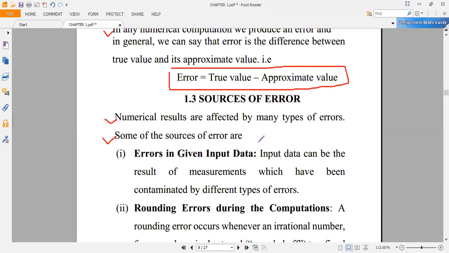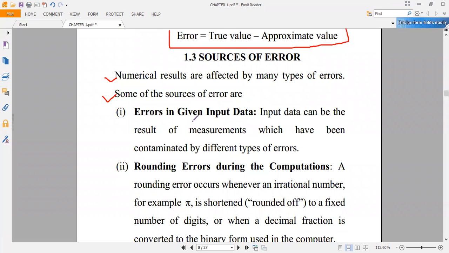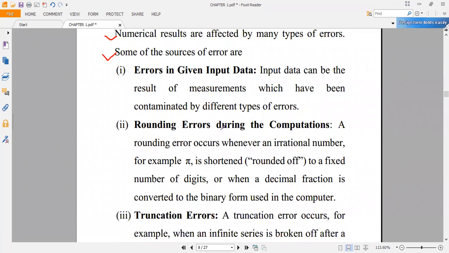Numerical results are affected by many types of errors. Some of the sources of errors are error in the given input data. The input data can be a result of measurements which have been contaminated by different types of errors, maybe measuring instruments or different factors that produce an error. The other one is rounding errors during computation. Rounding error occurs whenever an irrational number or a non-terminating decimal fraction is used for practical computation. We round off, and in such a case we produce an error.